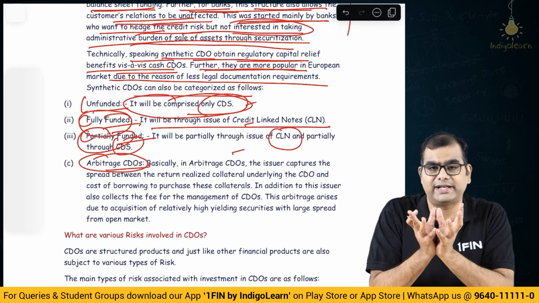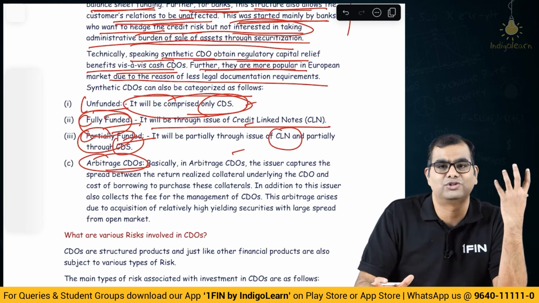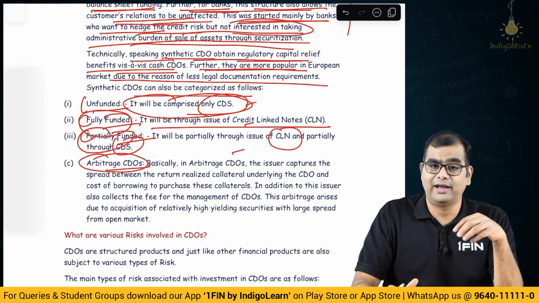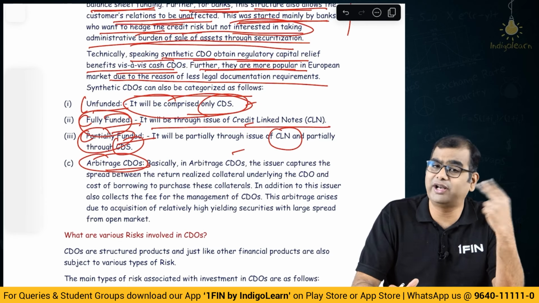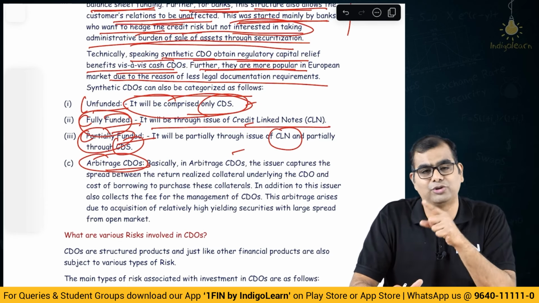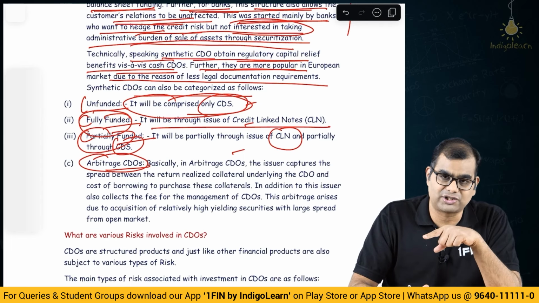So basically you have created artificial security without actually having underlying cash flows. Cash flow linked CDO is where you actually have cash flows. Synthetic is where you have three types. Unfunded, where you don't have cash flows but use writing CDS to generate premium, use the premium to basically pay off all these various tranches.